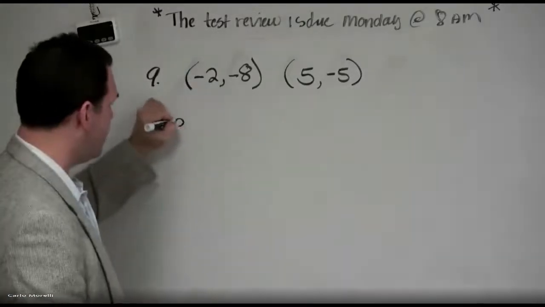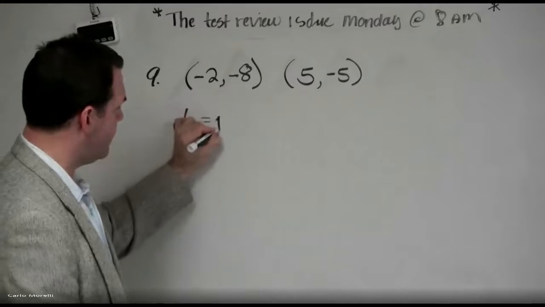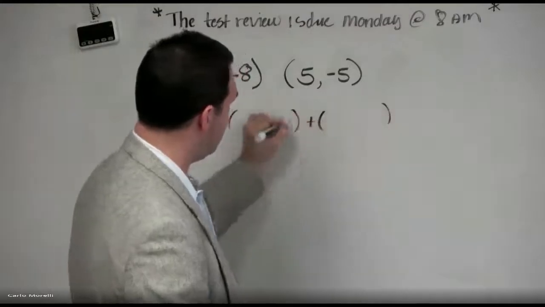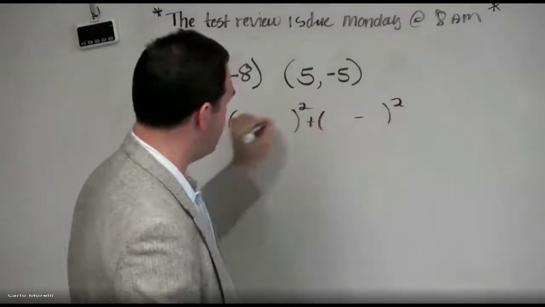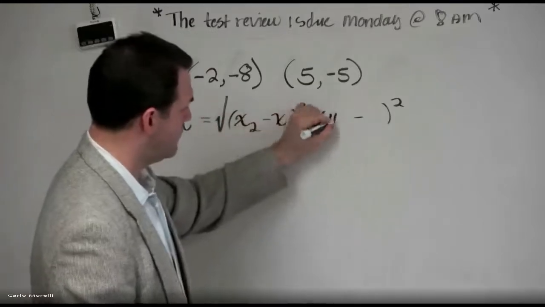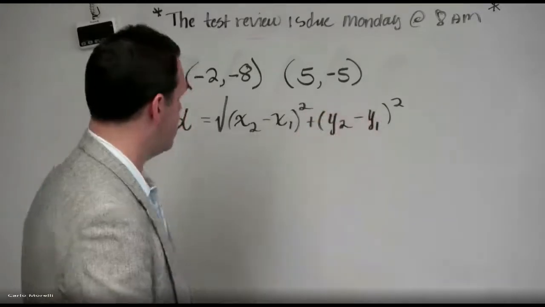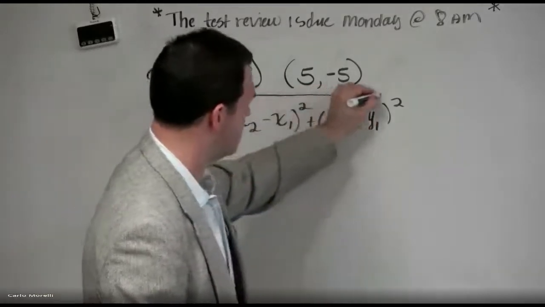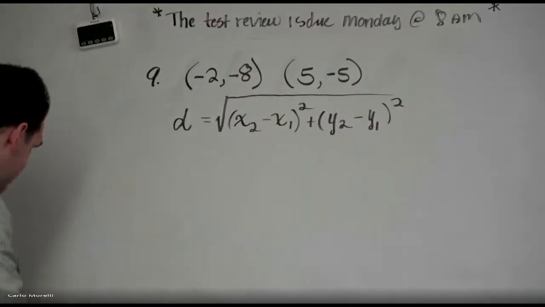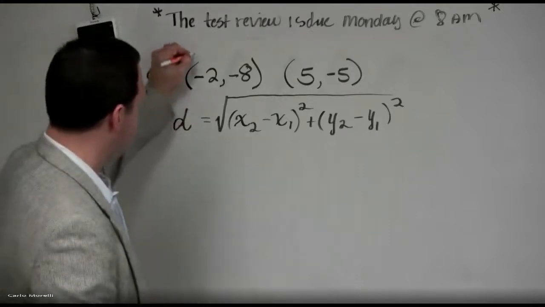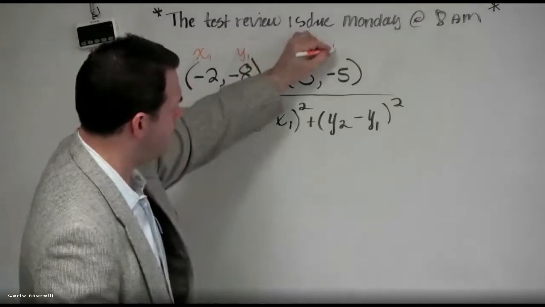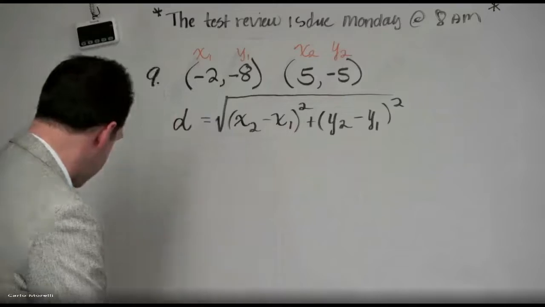We need to write down the distance formula. Distance d equals the square root of the sum of the squared differences of the x and y values. Okay. And so now we have to label our points. x1, y1, x2, y2. We just have to plug them in.